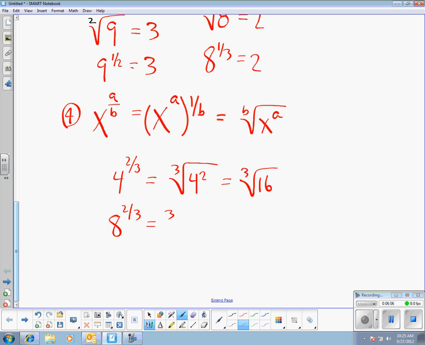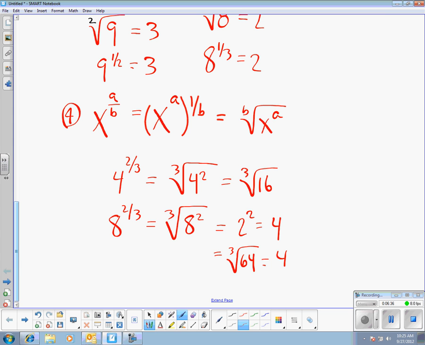So this is the cube root of 8 squared. And you can apply the cube root or the squared first. The cube root of 8 is 2, so this is 2 squared, which equals 4. Or you could do it like the cube root of 8 squared, which is 64. And since 4 times 4 times 4 is 64, that way works as well.